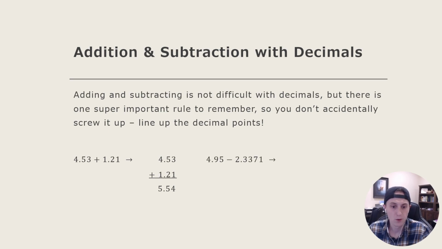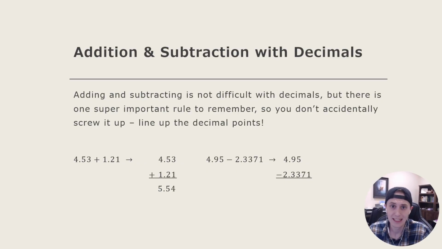Here's another example, 4.95 minus 2.3371. For this one, I want you to pause the video and try it on your own without a calculator, and let's see how you do. All right, 3, 2, 1, let's move. So 4.95, you need to line up the decimal points, remember.